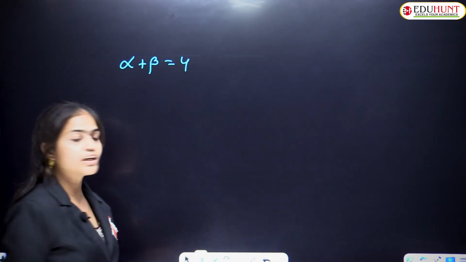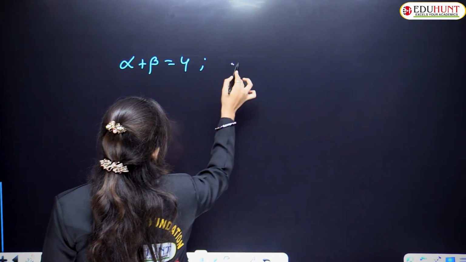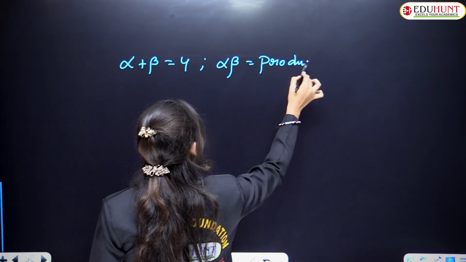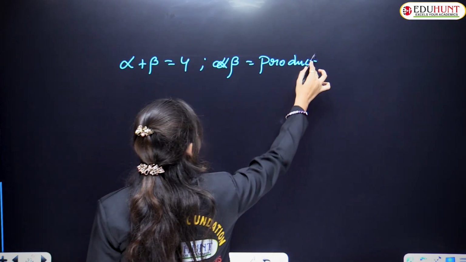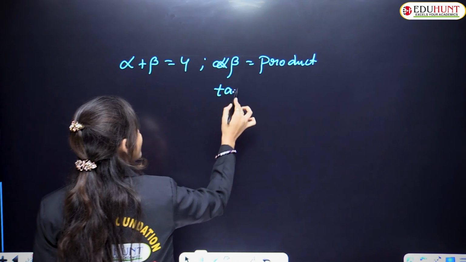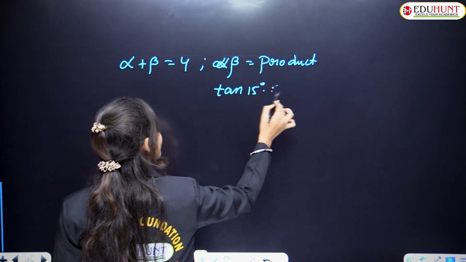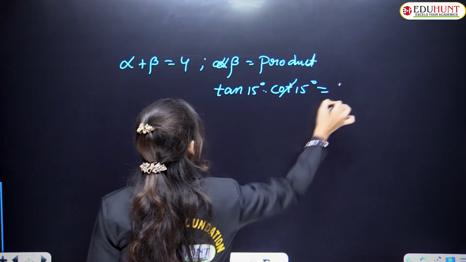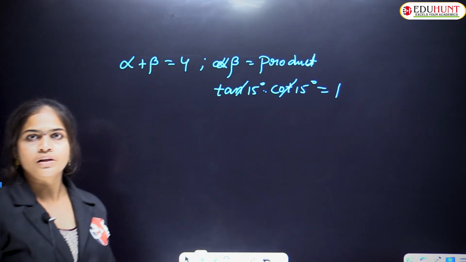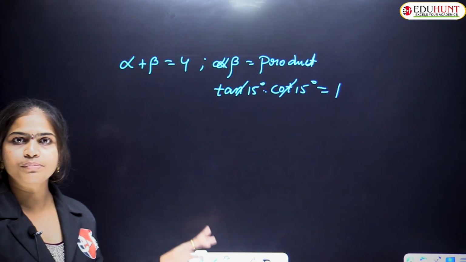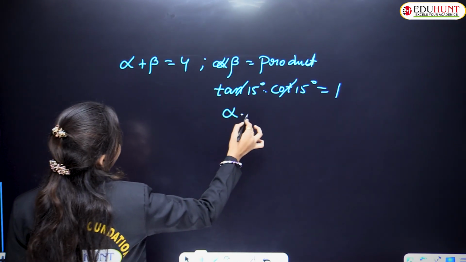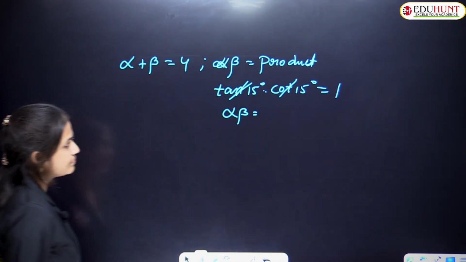Now what is the product of roots? Alpha beta, product of roots. So what will we get, ma? Tan 15 degrees into cot 15 degrees. So tan into cot, again you will get it as 1 only, no. Okay, the product of tan and cot is 1. So here alpha beta is equal to 1.